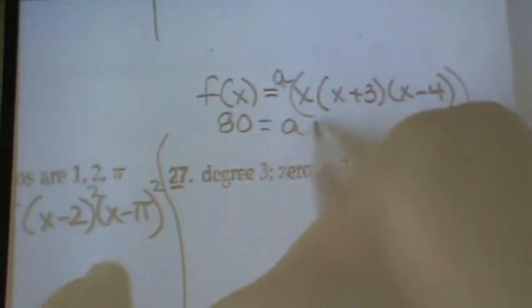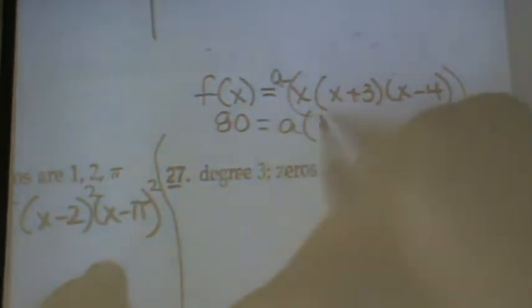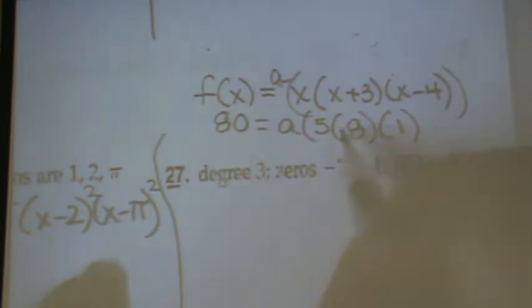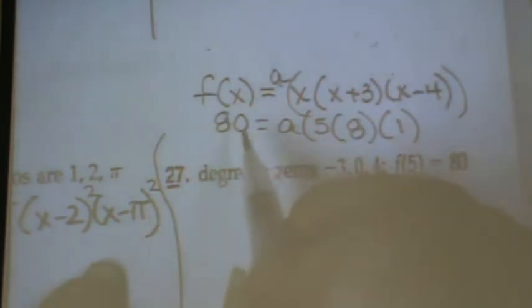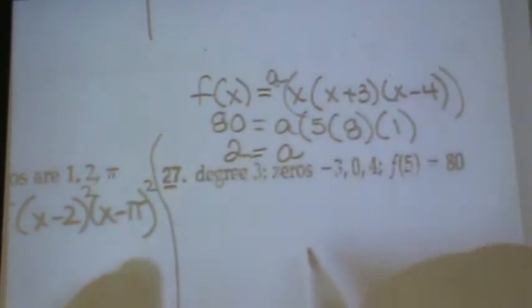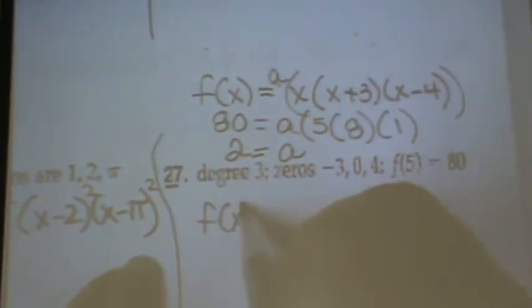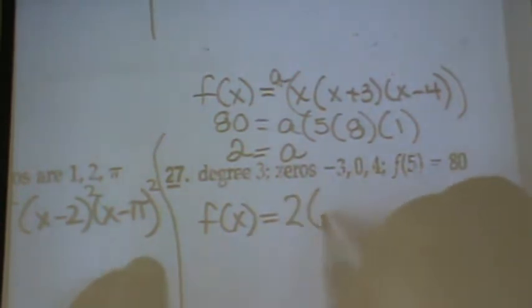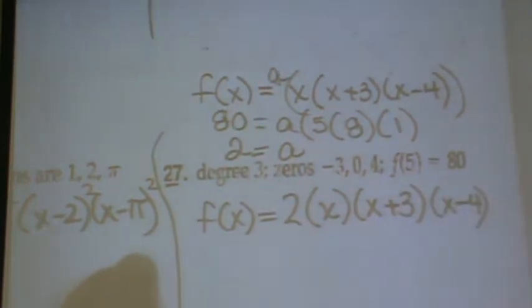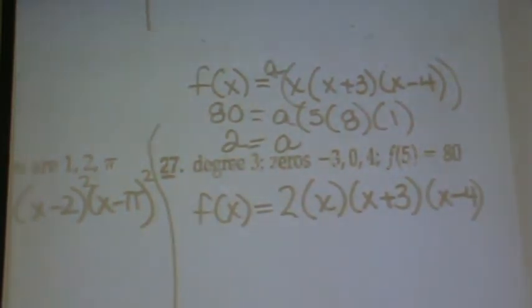80 equals a times, x is going to be 5. So 5 times, and then 5 plus 3 is 8, and then 5 minus 4 is 1. So if we multiply these, you get 40. Divide that by 80, a is equal to 2. So your answer to this one would be f of x equals 2 times x times x plus 3, and then x minus 4. And if you wanted to FOIL that out, you could, or just leave it like that.